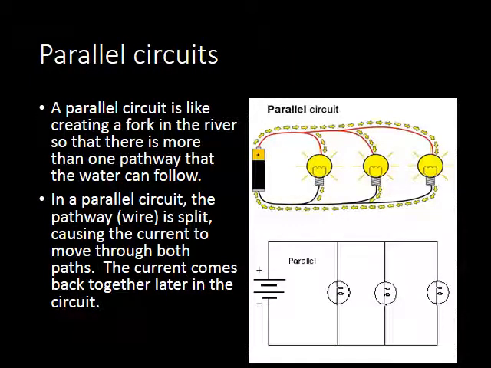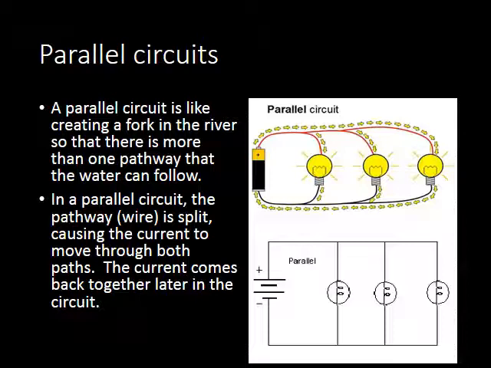Now, yesterday when we looked at series circuits, all of those light bulbs or resistors were all lined up on one path, like it had just one single riverbed to flow through, and it had to go through each one of those dams in series. Today when we look at a parallel circuit, think of it like making a fork in the river, so the river gets split in two.